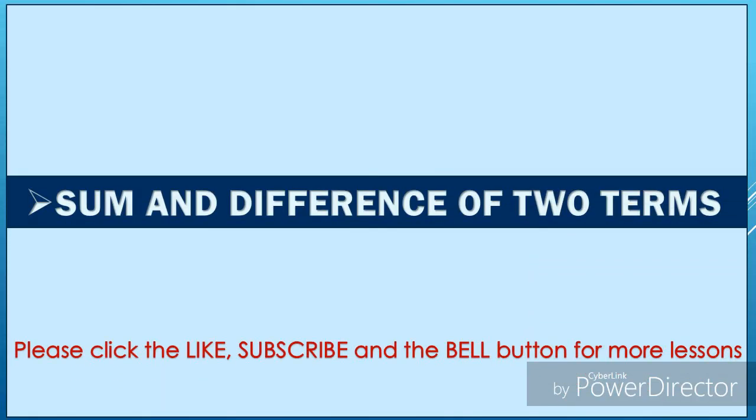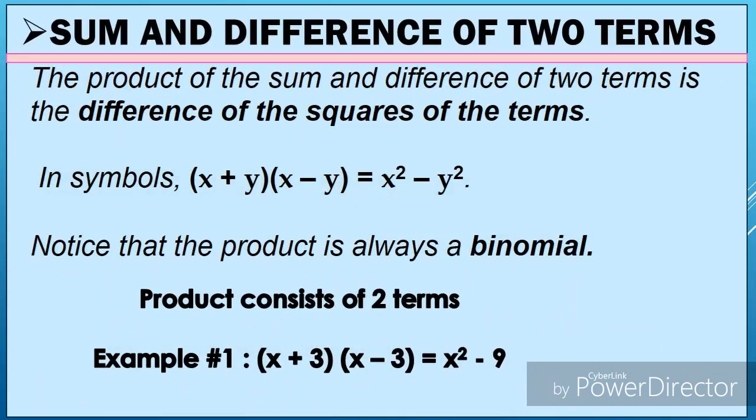Okay, next we have the second one, sum and difference of two terms. So, ano naman itong sum and difference of two terms? Pag sinabi nating sum plus, pag difference minus, then we have two terms. Okay? So, the product of the sum and difference of two terms is the difference of the squares of the terms. Okay, in symbols, we have the quantity of x plus y times the quantity of x minus y equals x squared minus y squared.